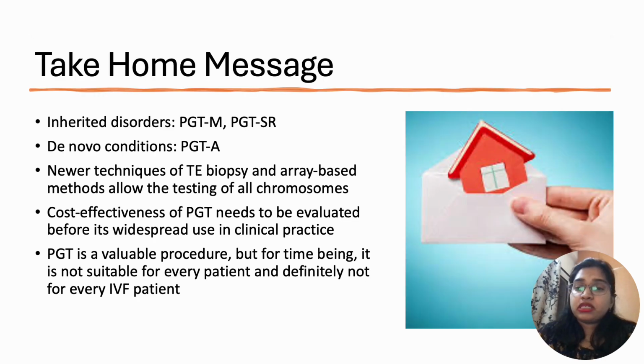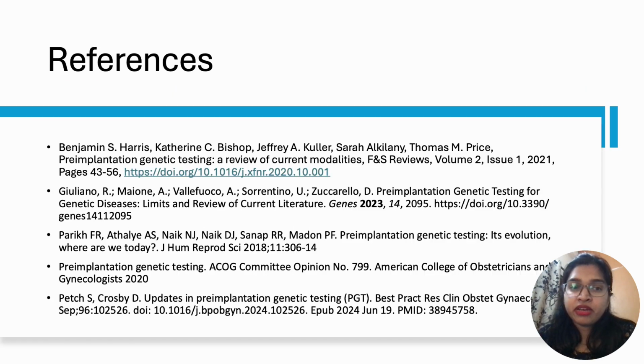So, the take home message is if there is an inherited disorder, we can go for PGT-M or PGT-SR. If it's a de novo condition, we can go for PGT-A. Newer techniques of trophectoderm biopsy and array-based methods are allowing us testing of all the chromosomes. Cost effectiveness of PGT needs to be evaluated before its widespread use in clinical practice. It's a valuable procedure, but for the time being it is not suitable for every patient and definitely not for every IVF patient. These are my references.